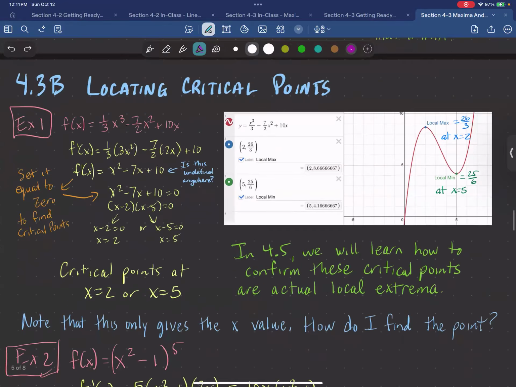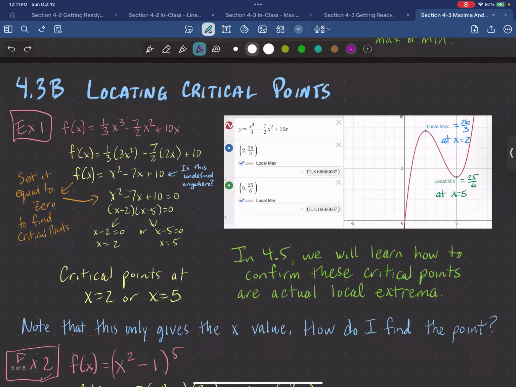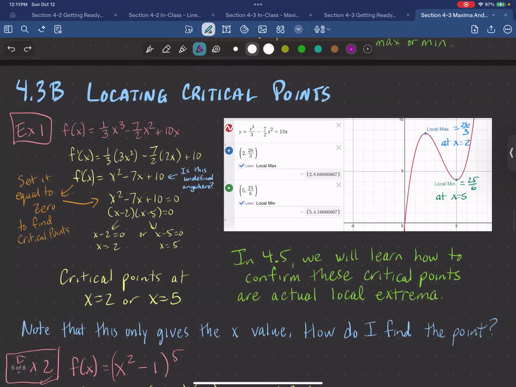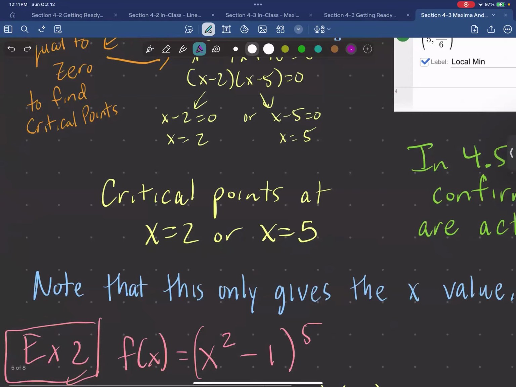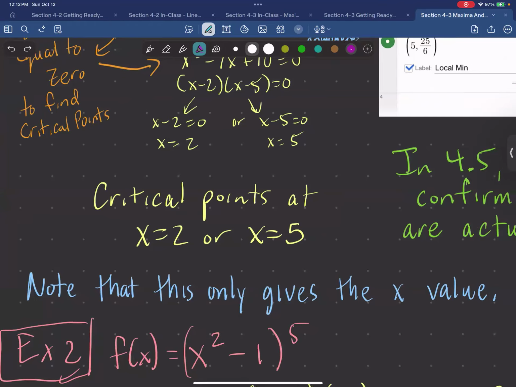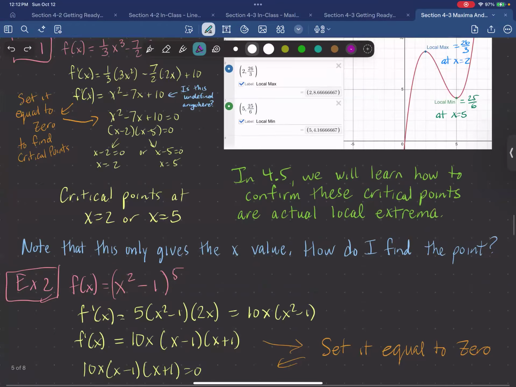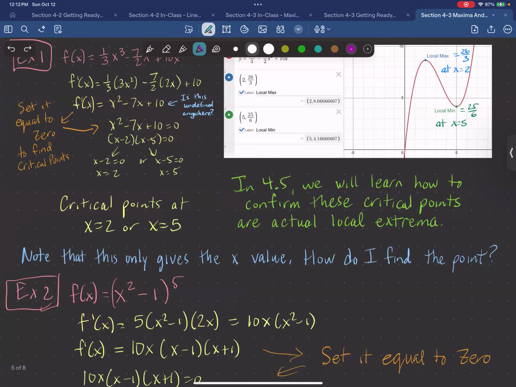All right. Our next example we'll look at, I want you to try doing it on your own. So we're going to have f of x equals the quantity x squared minus 1 to the 5th power. Find the critical points. And pause the video, give yourself a second to work. All right, I'll assume you did. We take the derivative. Remember, this is a chain rule. Bring the power down. Lower the power.